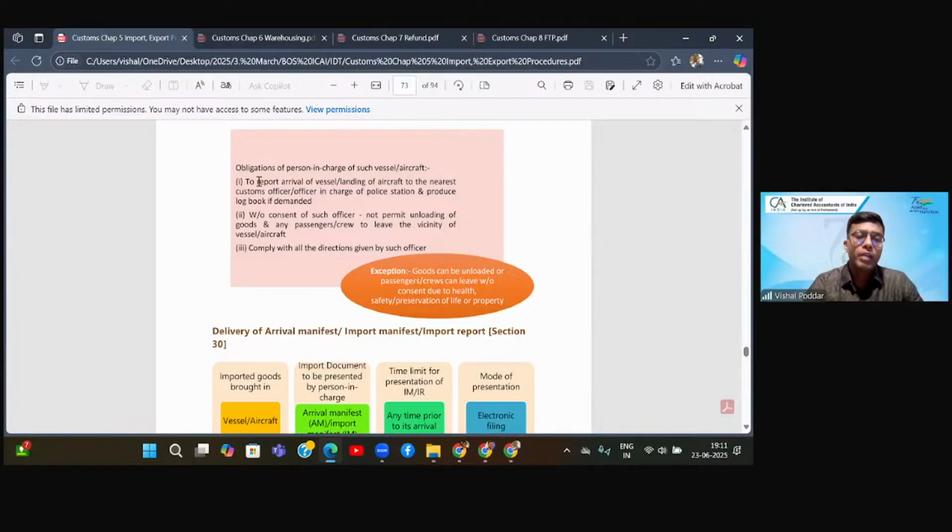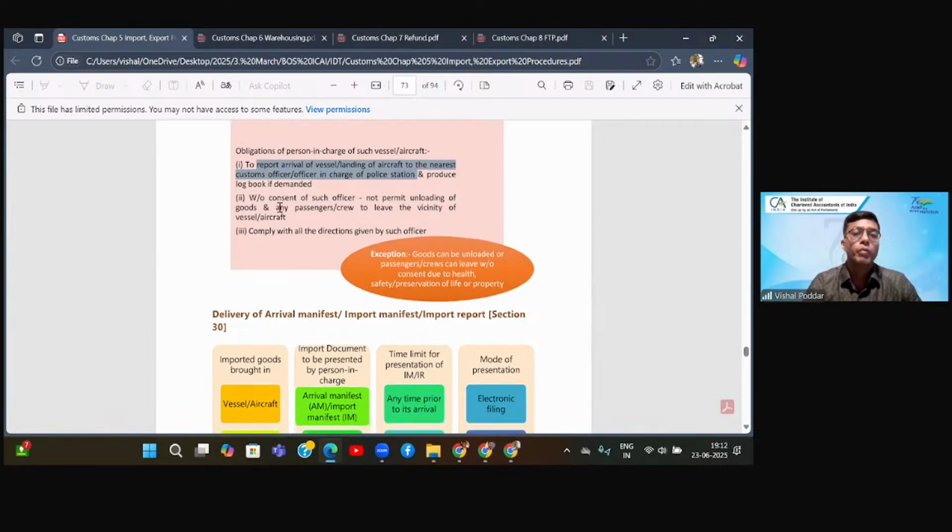But then after landing, what you are supposed to do is inform about your landing, your arrival, to the nearest customs station, if not to the nearest police station. And over there, you have to submit your records, especially the logbook. The logbook has the details of where the ship or plane is coming from, what all routes it has taken, what all places it has landed. So all these things are in the log, and you have to produce this.